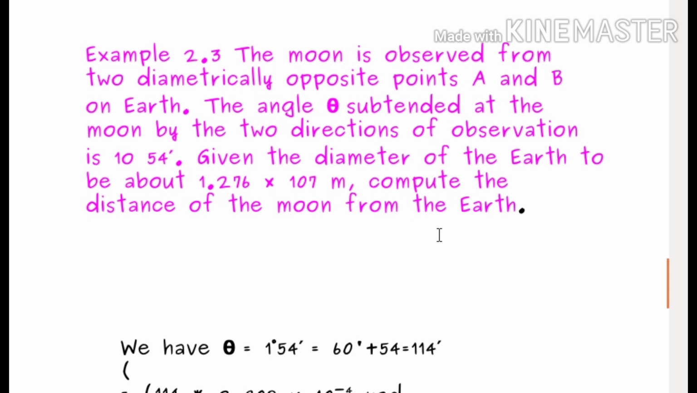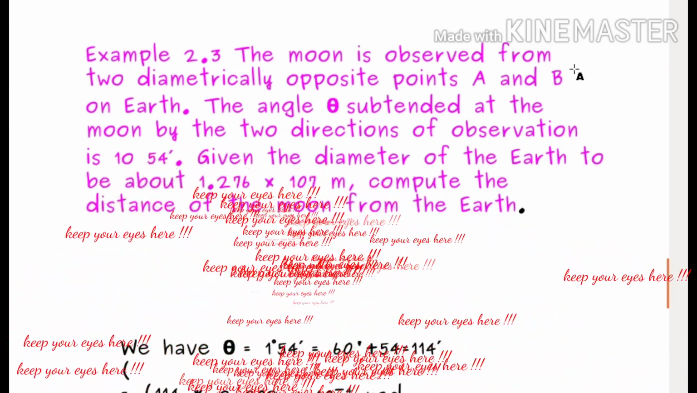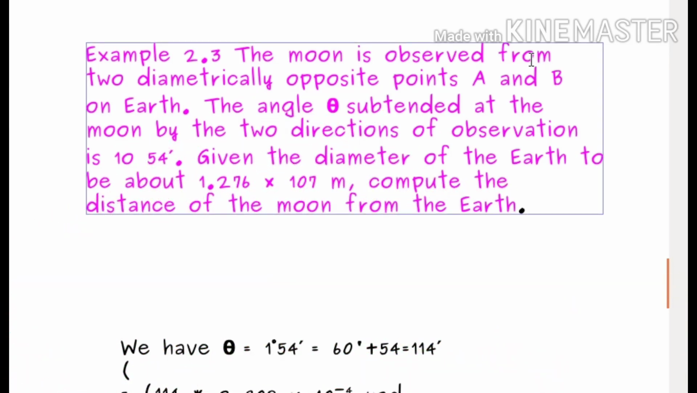Let us solve a question. The question is based on this concept. I'm reading the question, so try to solve it along with me. The moon is observed from 2 diametrically opposite points A and B on Earth. Means you are observing the moon from 2 diametrically opposite points.